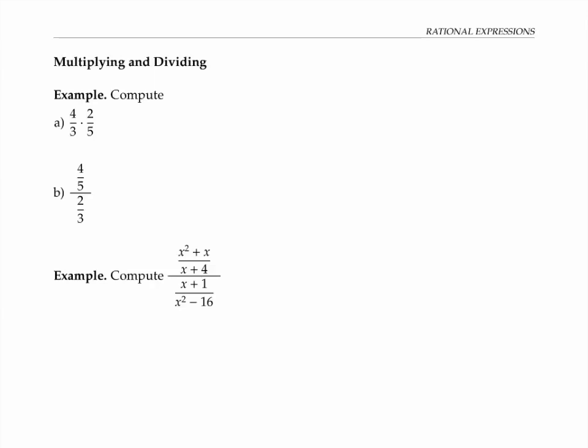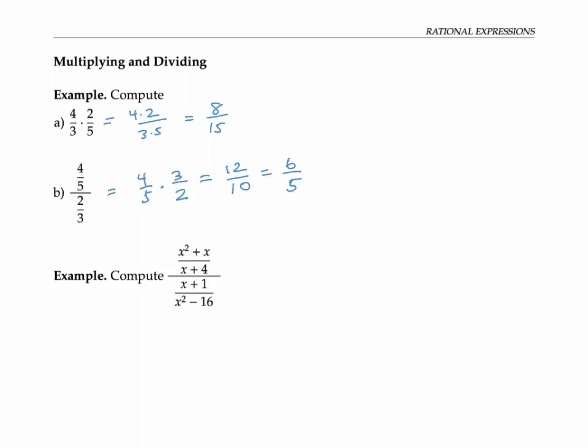Next, let's practice multiplying and dividing. Recall that if we multiply two fractions with just numbers in them, we simply multiply the numerators and multiply the denominators. So in this case, we would get 4 times 2 over 3 times 5, or 8/15. If we want to divide two fractions, like in the second example, then we can rewrite it as multiplying by the reciprocal of the fraction on the denominator. So here we get 4/5 times 3/2, and that gives us 12/10, but actually we could reduce that fraction to 6/5.